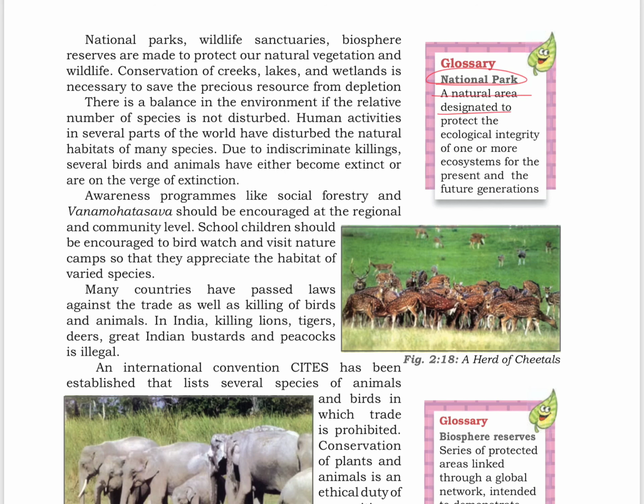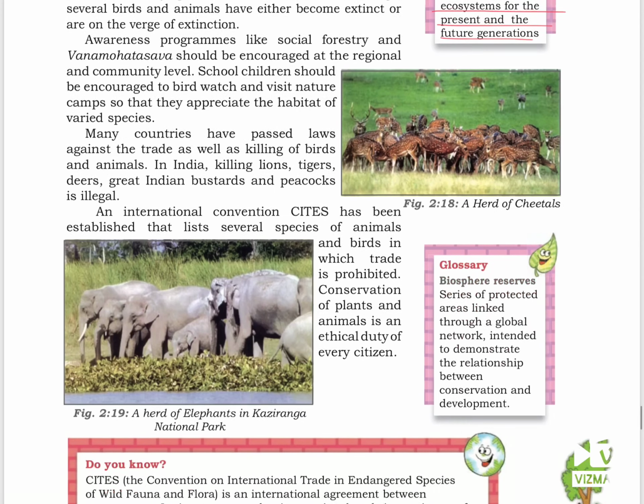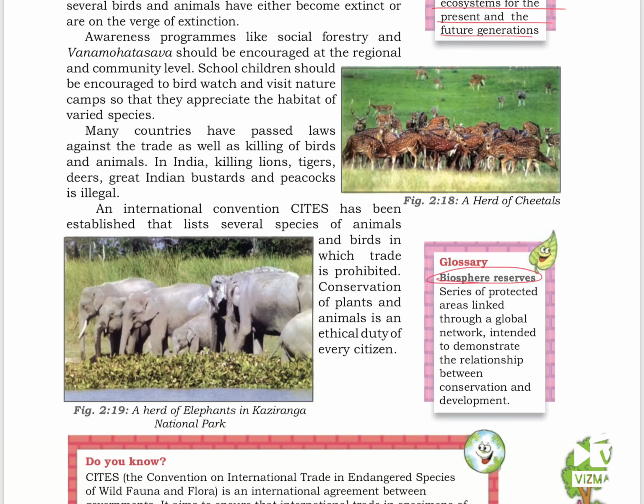Here we have the meaning of national park, a natural area designated to protect the ecological integrity of one or more ecosystems for the present and the future generations. This is called national park. Next, we have the meaning of biosphere reserves, a series of protected areas linked through a global network intended to demonstrate the relationship between conservation and development.